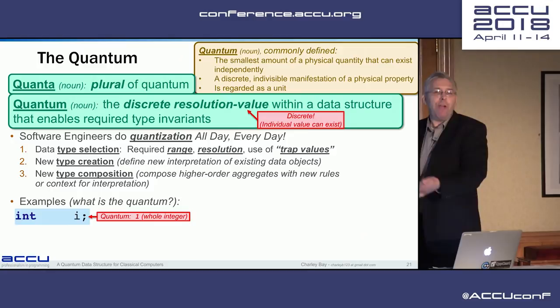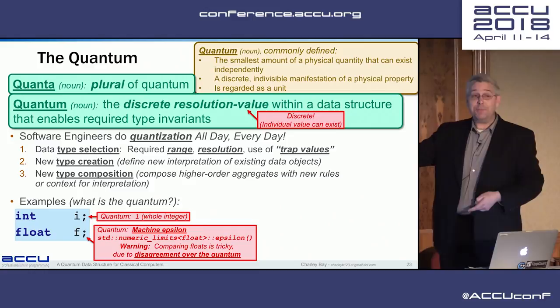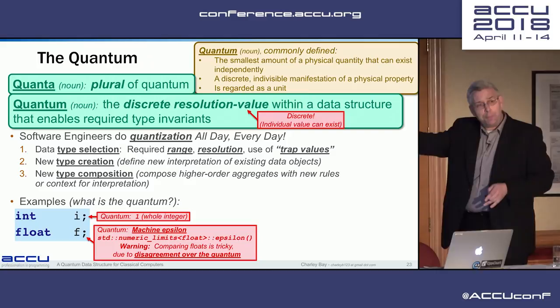Well, how about float f? What's the quantum? Yeah, I'm hearing it kind of in the back. It's gonna be the machine epsilon. There is a discrete resolution that exists. There is always a resolution that exists. And in this case, the machine epsilon, this can be a little bit tricky because that epsilon value floats around. We'll talk about that in a second.